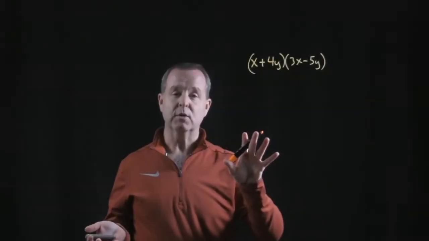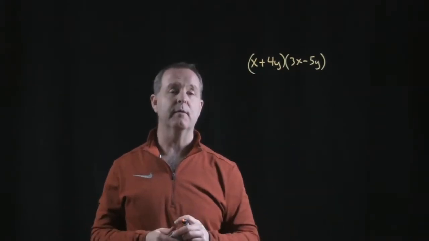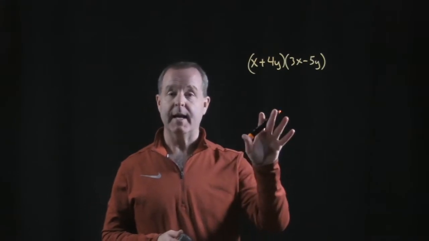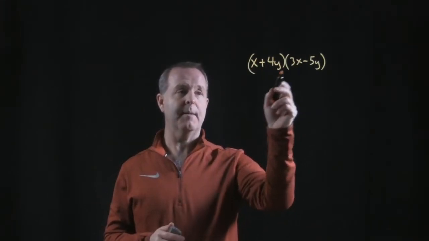Now let's expand our multiplication. Now we have a binomial times a binomial with multiple variables involved. Notice that this is set up where I could FOIL. FOIL said first term times first term.